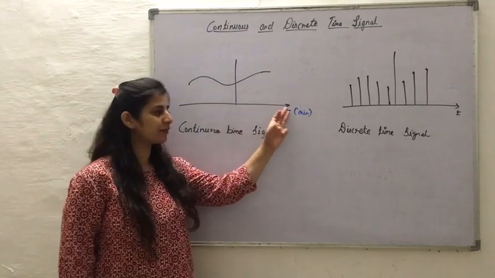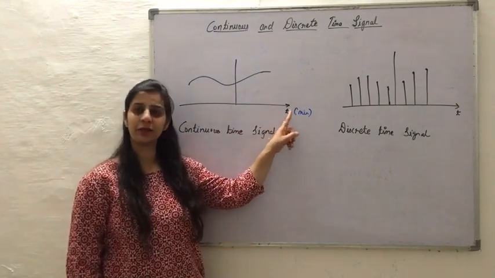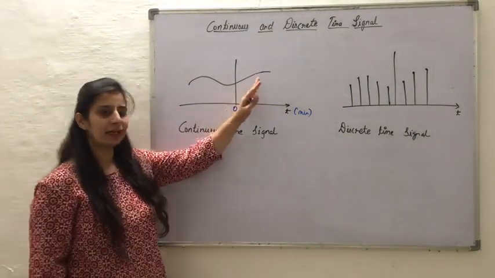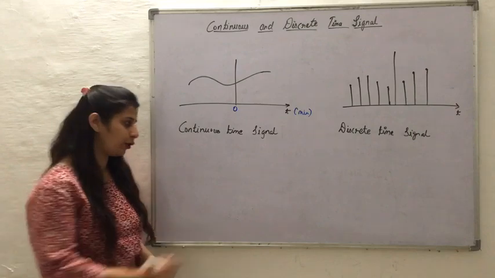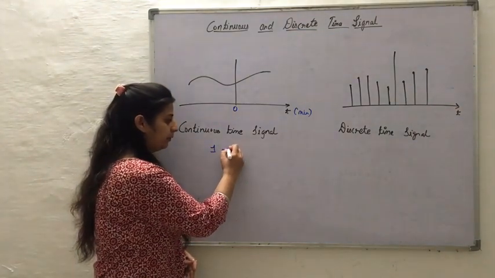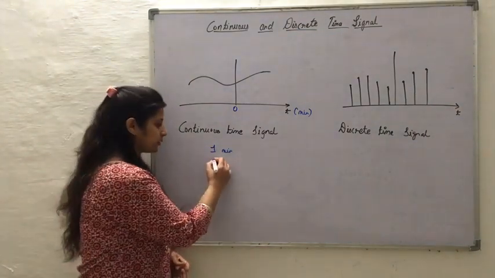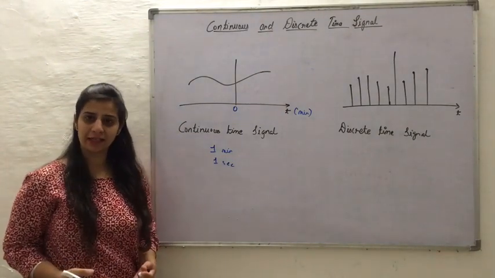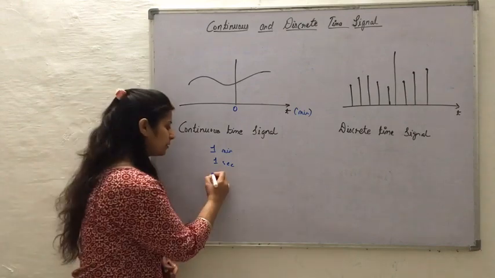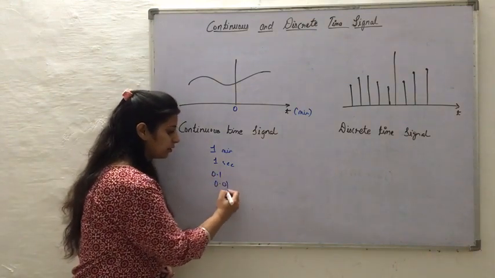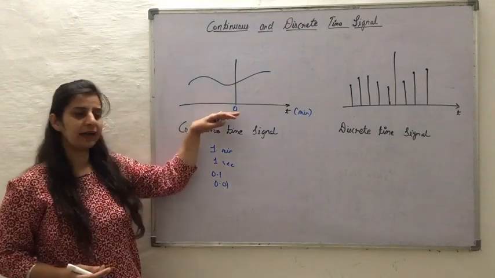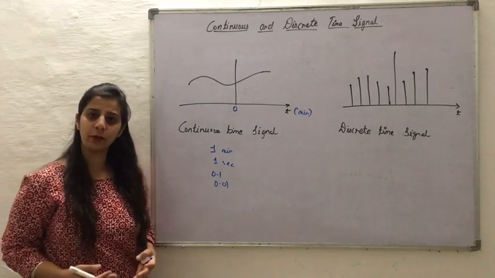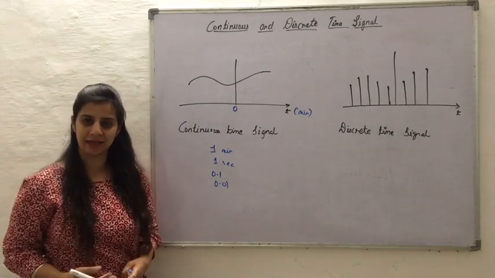Suppose on the x-axis we have time, and this time is in unit minutes, and this is the place where the time value is 0. Then this continuous time signal will have some value when the time is 1 minute. It will have some value when the time is 1 second. And if I go into more minute details of this signal, it will even have some value for 0.1 second or 0.01 second. That means for a continuous time signal, if we go into very minute details, we can find out its value at every time instant.